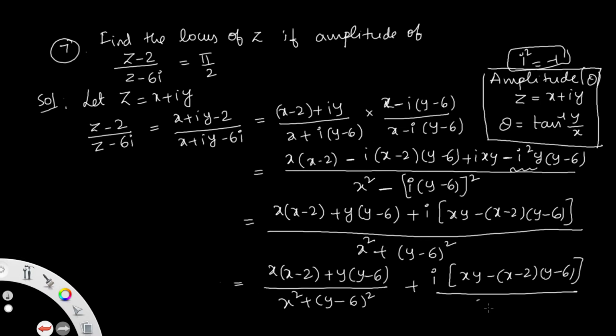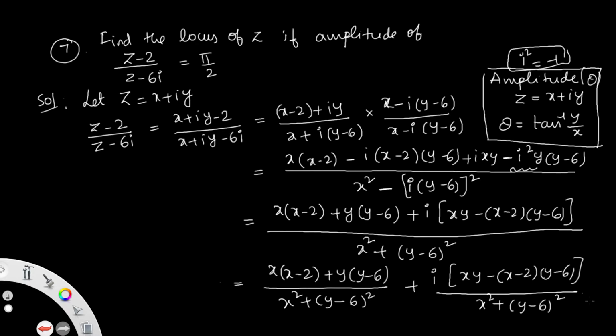Just simplified and separated, you get the values x into x minus 2 plus y into y minus 6 by x square plus y minus 6 whole square. This is the term without i, which means this is the real part. Plus i into xy minus x minus 2 into y minus 6 by x square plus y minus 6 whole square. This is the imaginary part.